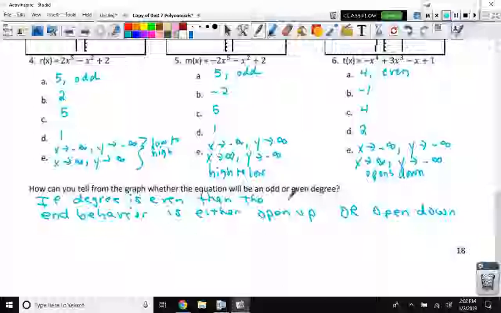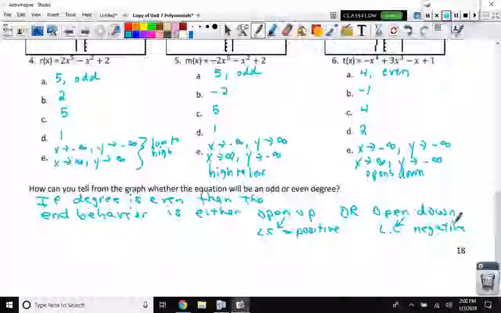Okay, now, how will I know whether it opens up or whether it opens down once I decide it's going to be one of those 2? I look at the lead coefficient. If it opens up, that meant the lead coefficient was what? Positive. And if it opens down, that meant my lead coefficient was negative. Same exact thing you did with parabola. You're just expanding it into anything that is an even degree polynomial.